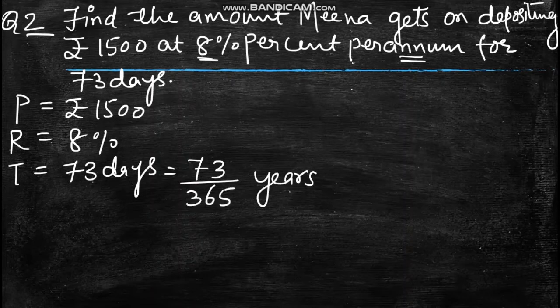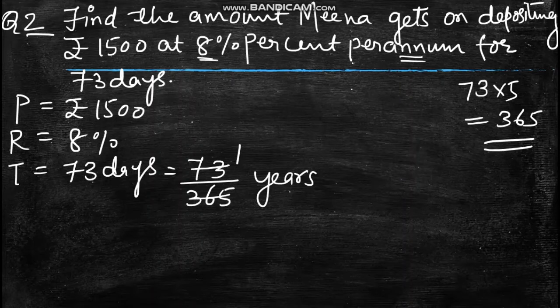Just now in the previous question we have seen that 365 has 73 as one of its factors. You know that 73 into 5 gives you 365. So here we can cancel it. 73 ones are 73 and 73 fives are 365. So it is nothing but 1 by 5 years. Now you have to find the amount. To find the amount, first you have to find simple interest.